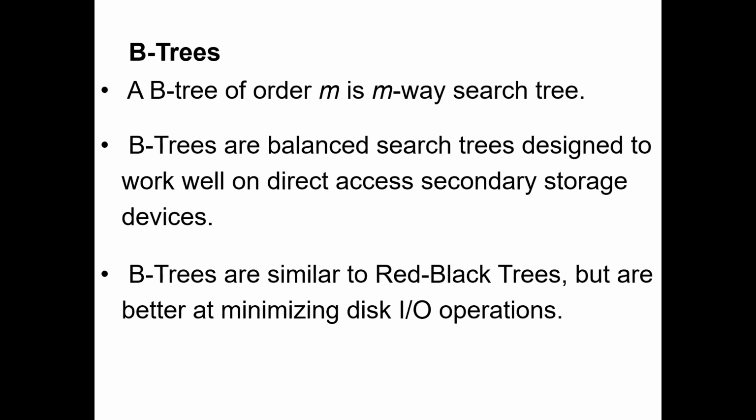So as we have already discussed, M defines the number of children that a B tree can have at most. So a B tree of order M is an M-way search tree with at most M children. B trees are balanced search trees designed to work well on direct access secondary storage devices. B trees are similar to red-black trees, but are better at minimizing the disk I/O operations.